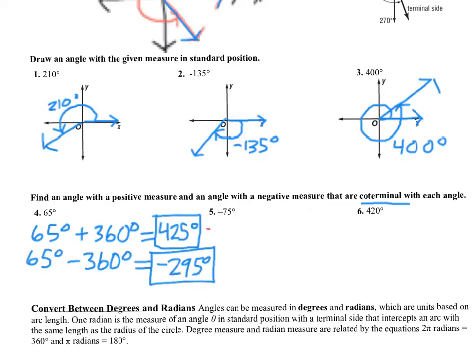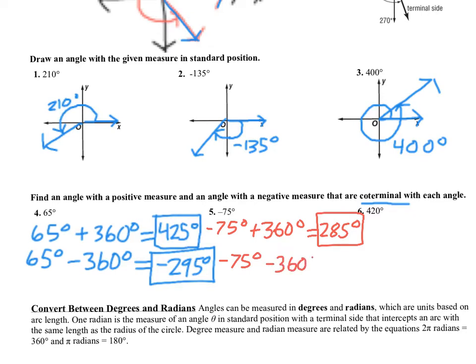For number 5, I'm going to do the same thing. Take the angle we're given, add 360 degrees. So 360 minus 75 is 285. Then we're going to take negative 75 degrees and subtract 360 degrees. That'll be negative 435 degrees.